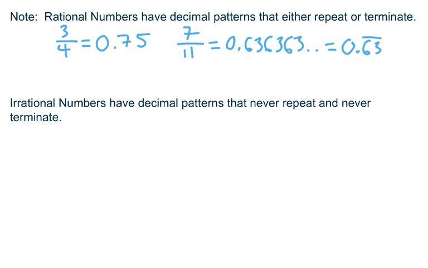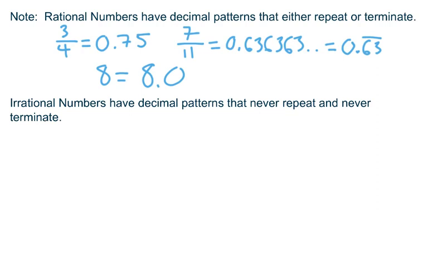Remember that a whole number can also be considered a rational number, and the decimal pattern for 8 is simply 8.0, and that definitely comes to an end. So that's what I mean by decimal patterns that either repeat or terminate, and any rational number can be written in that form. Irrational numbers have decimal patterns that never repeat and never terminate.